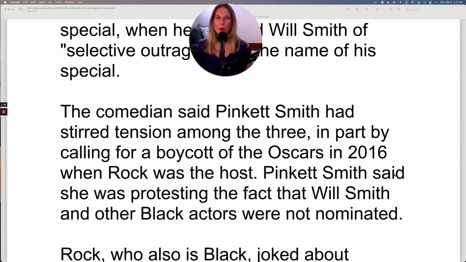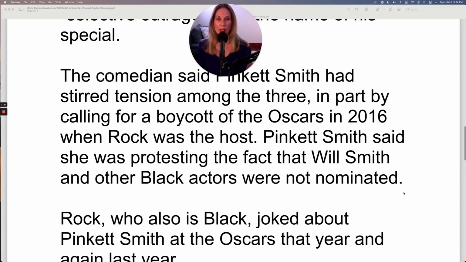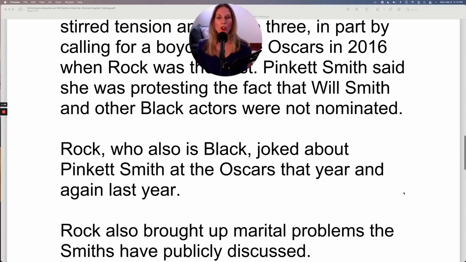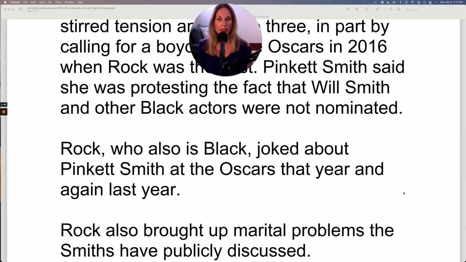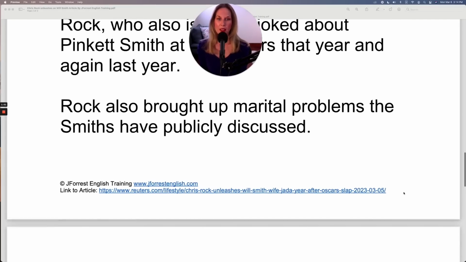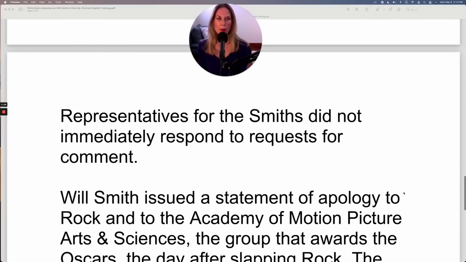The comedian said Pinkett Smith had stirred tension among the 3, in part by calling for a boycott of the Oscars in 2016 when Rock was the host. Pinkett Smith said she was protesting the fact that Will Smith and other Black actors were not nominated. Rock, who also is Black, joked about Pinkett Smith at the Oscars that year and again last year. Rock also brought up marital problems the Smiths have publicly discussed. Representatives from the Smiths did not immediately respond to requests for comment.